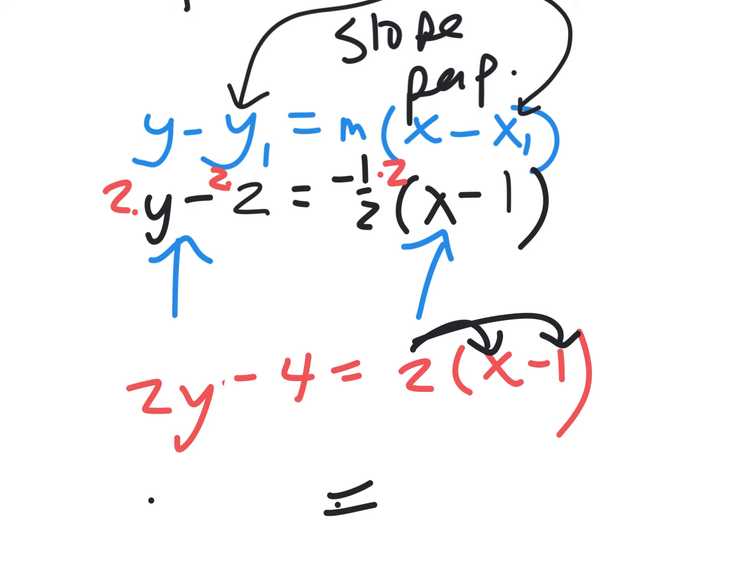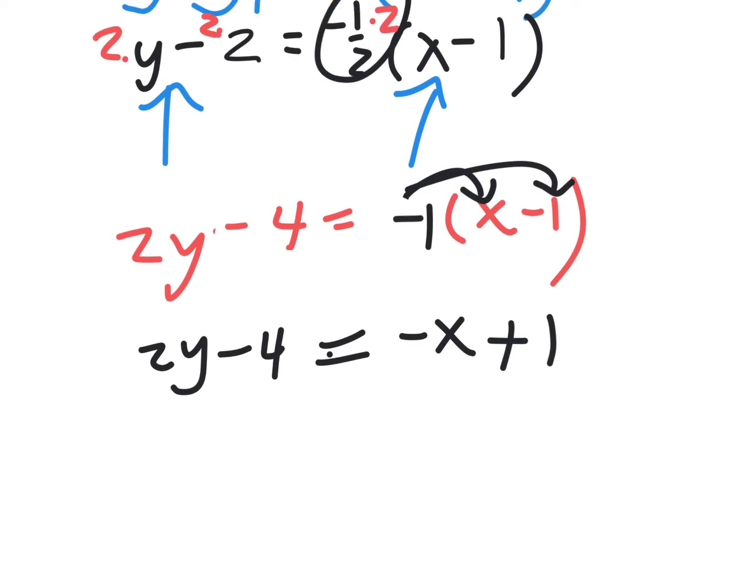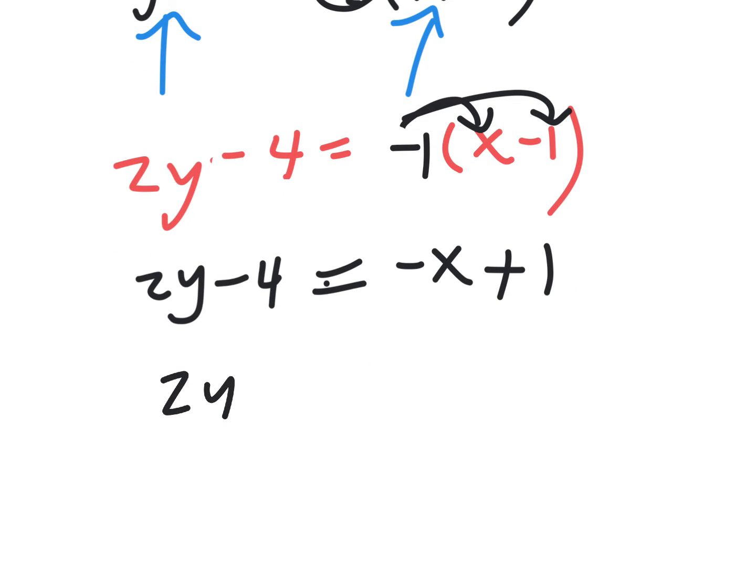Ask it, Sam. How did you get 2 times x minus 1? Because I multiplied wrong. Thank you. That times that, what is that actually? Negative 1, thank you. Okay, and now I'm going to have negative x plus 1. And then I'm going to have 2y minus 4, or I'm going to add 4 to both sides.